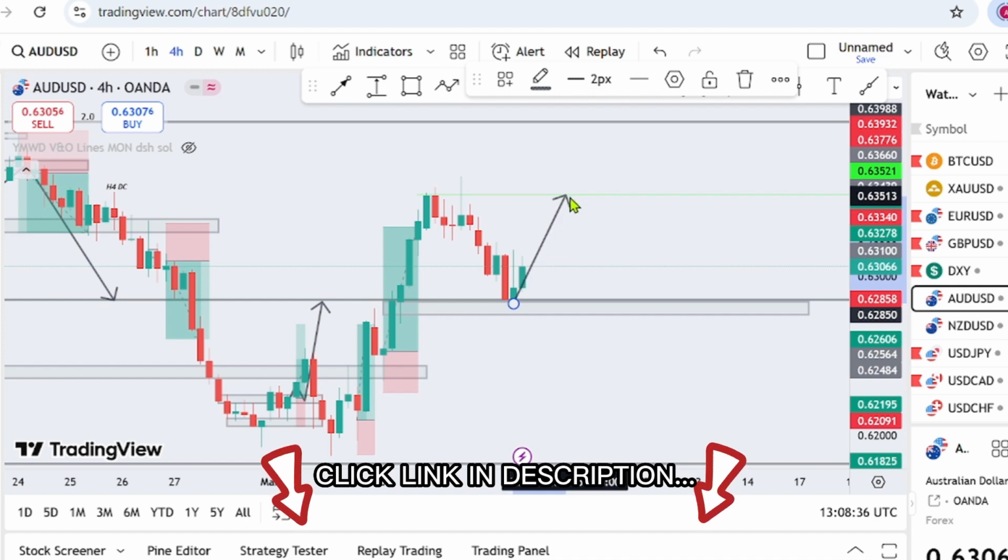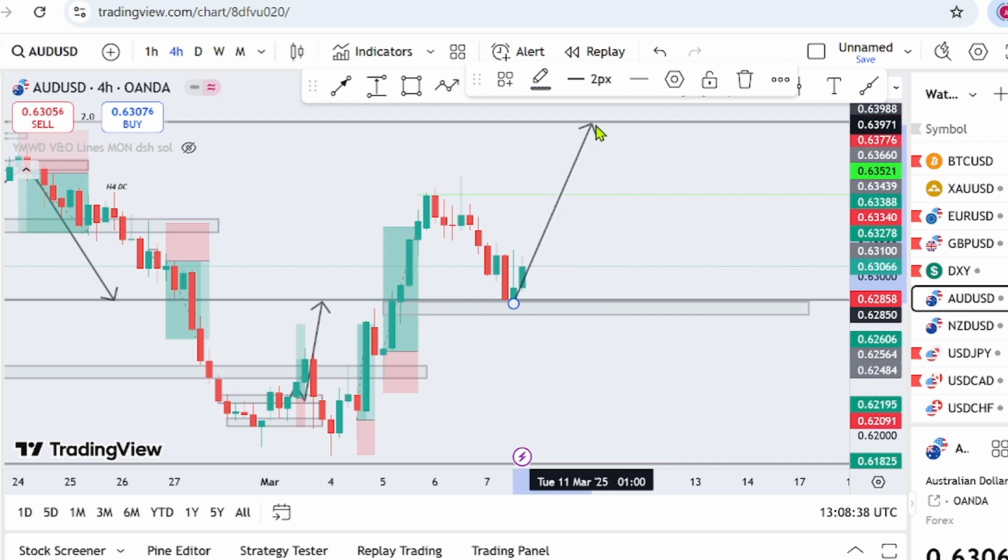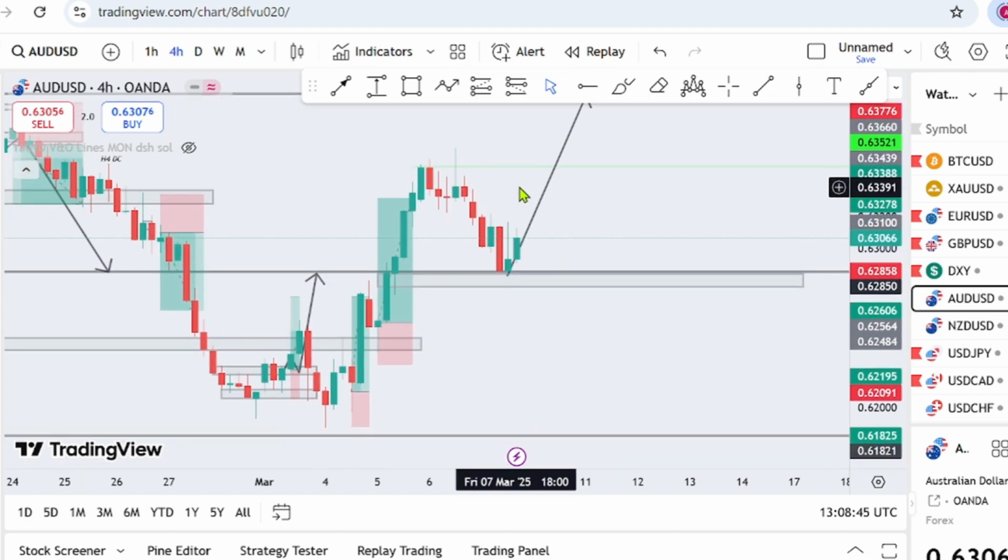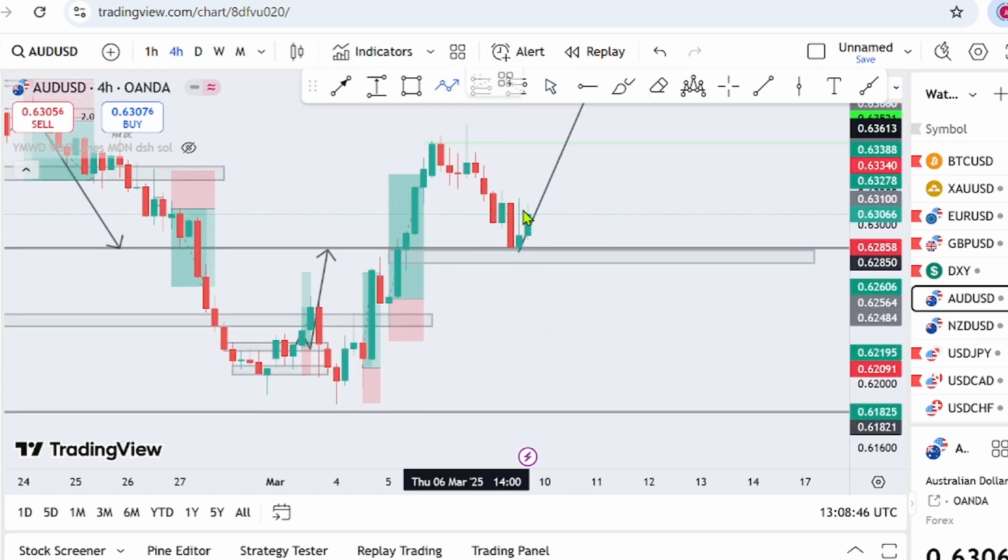which is 0.635, and we can go as deep as 0.639 for the bullish side. And for the bearish side, which I'm looking forward to too, if price is able to clear these lows.